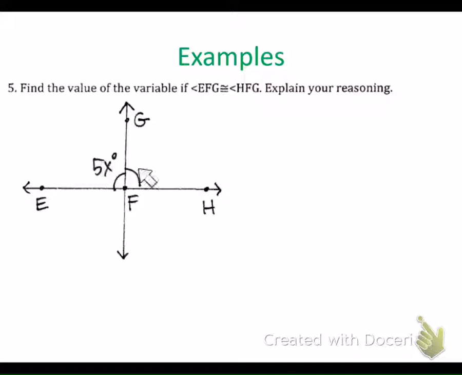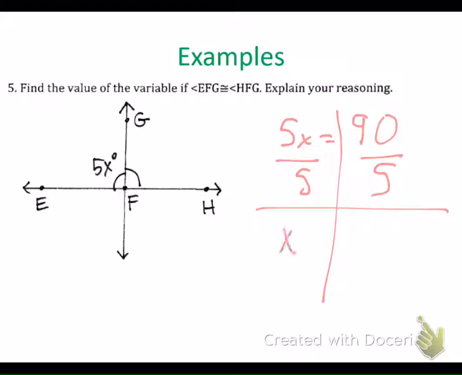Alright, so we know that these two angles are congruent, so that means both of these are 90 degrees. So 5x equals 90. Divide both sides by 5. X is equal to 18.